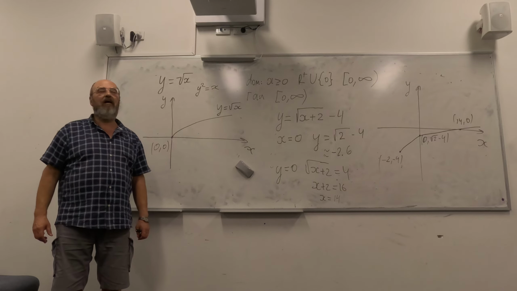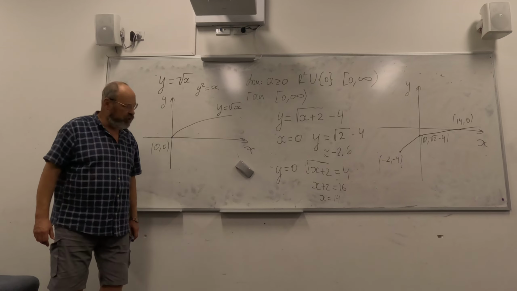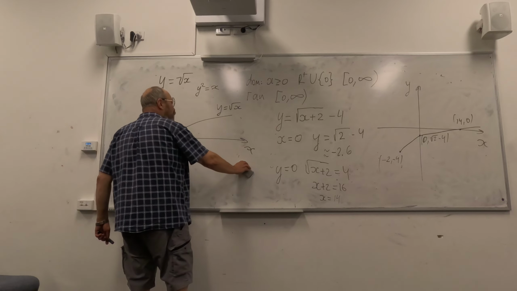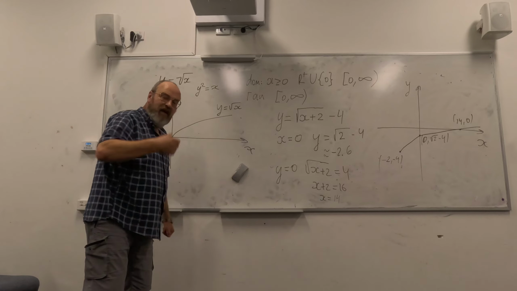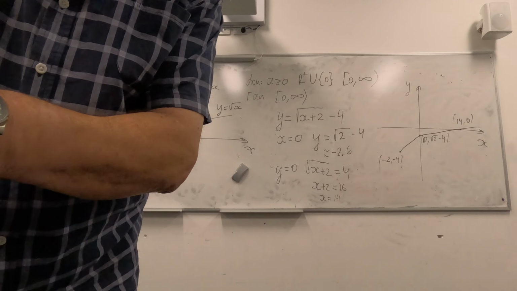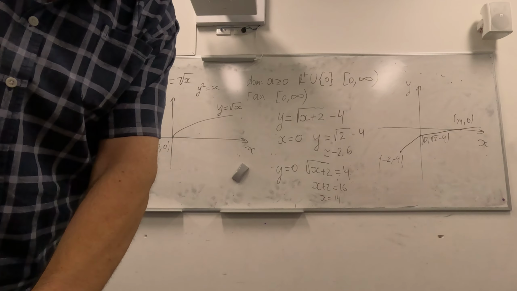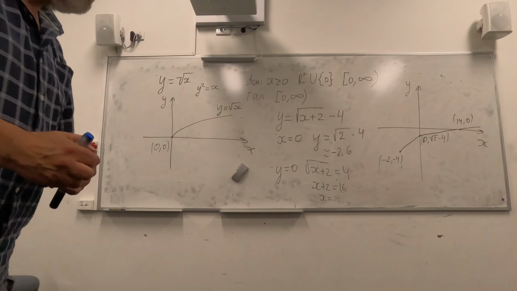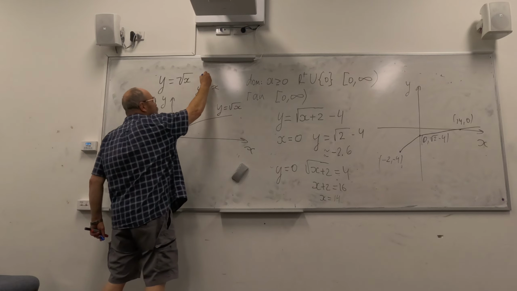Now, the interesting thing will be when we do reflections. This time, our reflections will not be the same as they were with the hyperbola when we reflected it. It will be a very different graph. For example, what will be y equals negative root x?